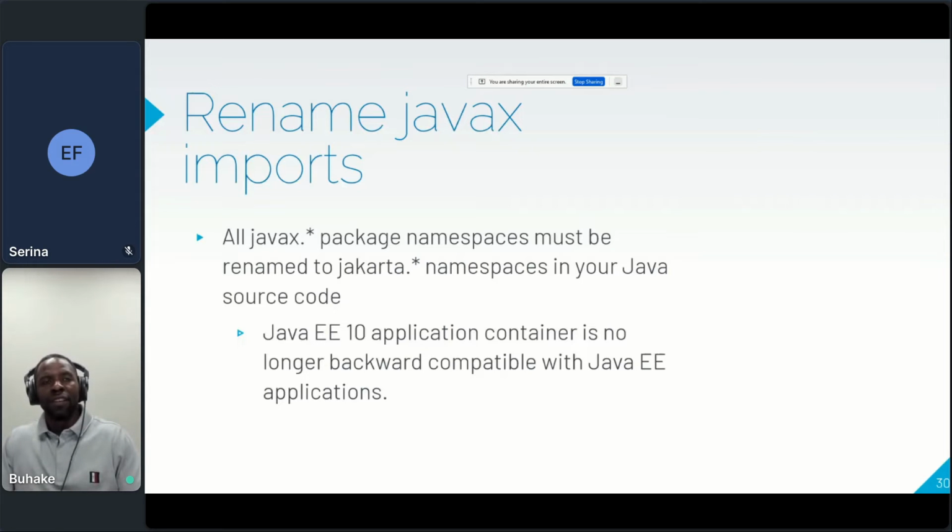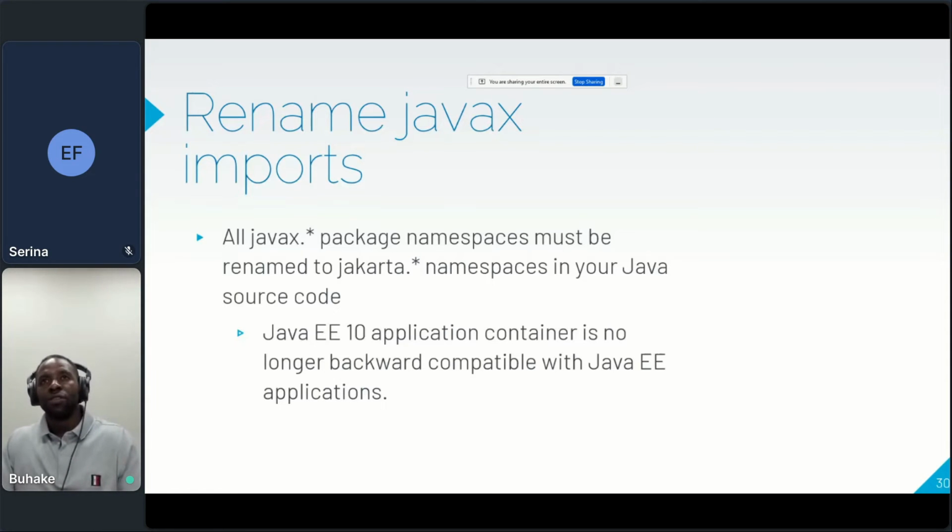Forget Java EE 10. Jakarta EE 10 application containers are no longer backward compatible with Java EE applications. So you can't take your Java EE code, anything that still runs with a javax dot whatever package, and deploy it to Jakarta EE 10. It will not see it. It will give you errors that these namespaces or libraries cannot be found. I actually forgot what the exception is called. But yeah, your deployment will fail.